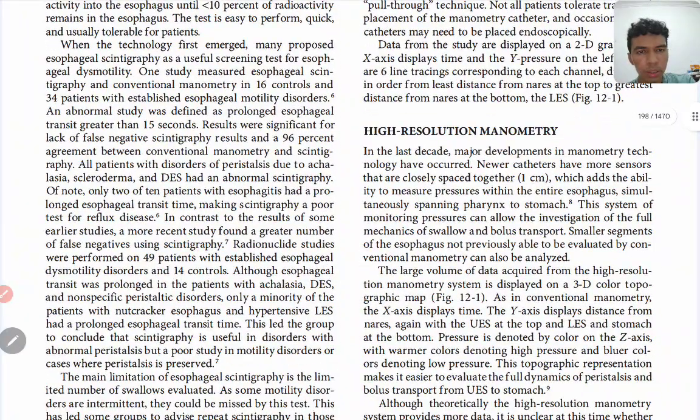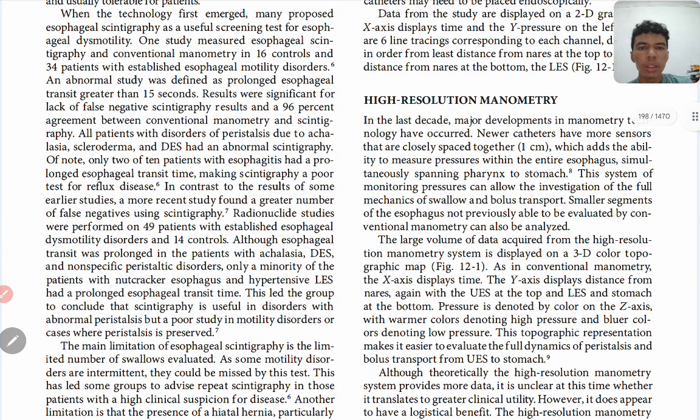Next, high resolution manometry. In the last decade, major developments in manometry technology have occurred. Newer catheters have more sensors that are closely spaced together, 1 centimeter, which adds the ability to measure pressure within the entire esophagus simultaneously, spanning pharynx to stomach.